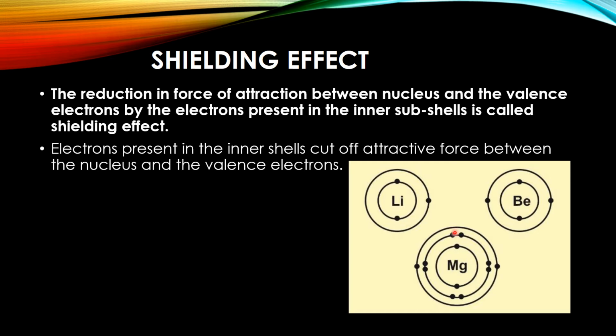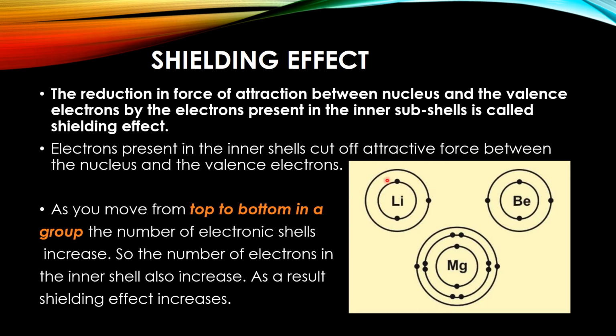So when we move from top to bottom in a group, like from lithium towards magnesium, it is the same group. When you move from top to bottom in a group, the number of electronic shells increases. As you have seen here, lithium has 2 shells while magnesium has 3 shells. So the number of electronic shells is increasing, so the number of electrons in the inner shell is also increasing, and as a result this shielding effect increases.